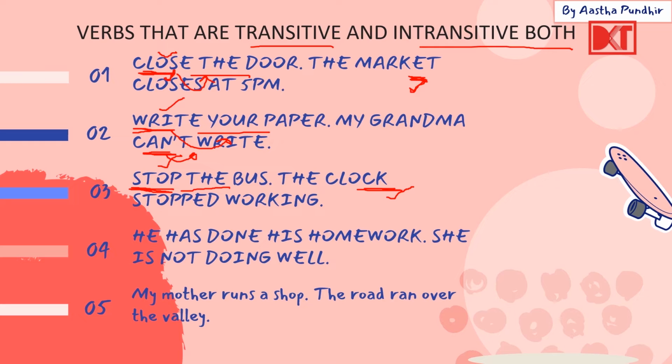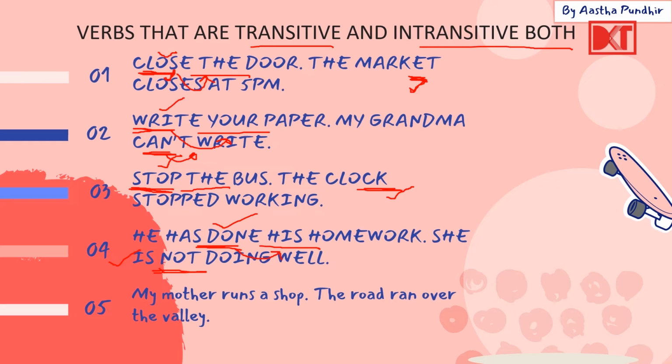Then another example. He has done his homework. He has done what? He has done his homework. So the verb requires the object, his homework, to complete its meaning. Right. Next sentence. She is not doing well. Here the verb do does not require any object, so it is an intransitive verb. I hope you're getting the hang of it.